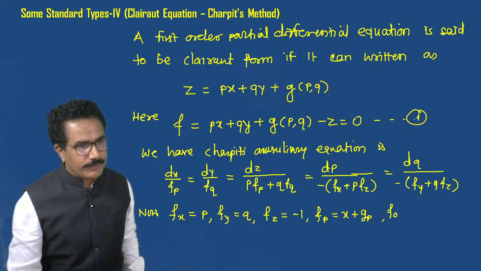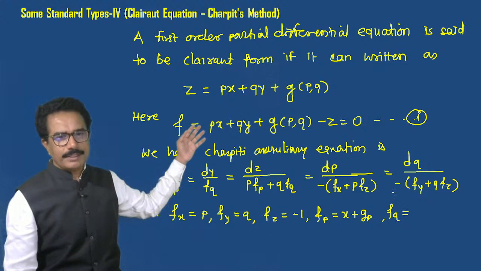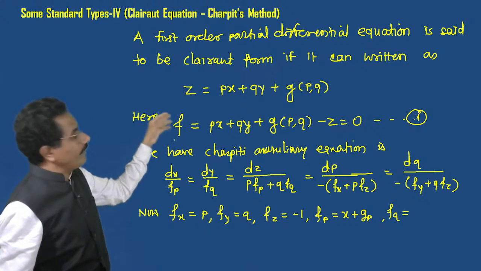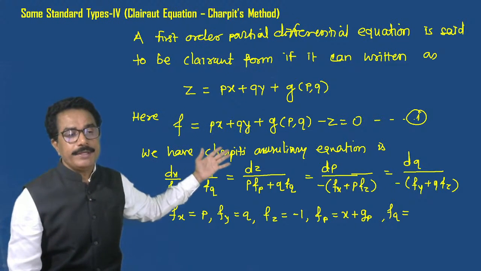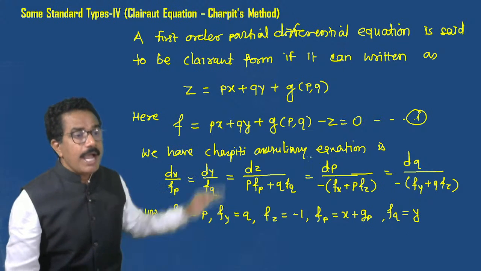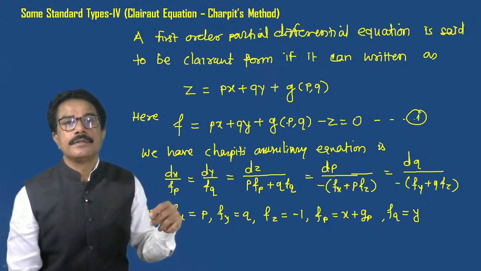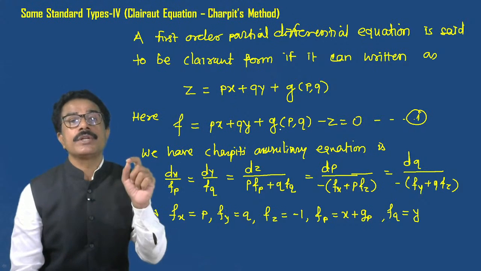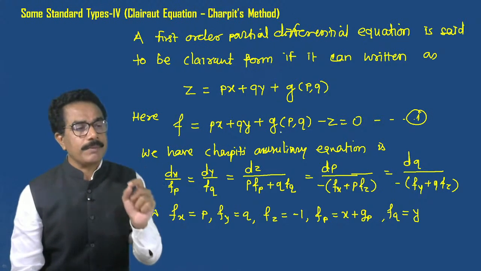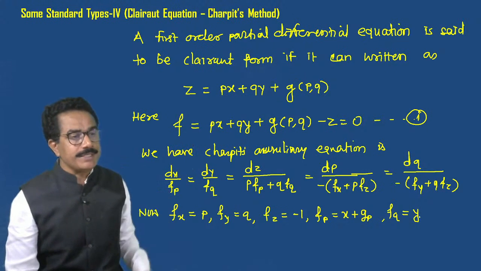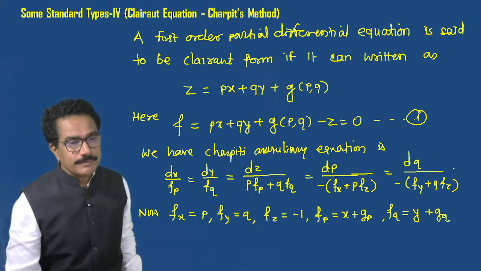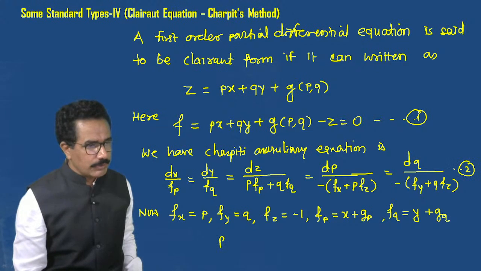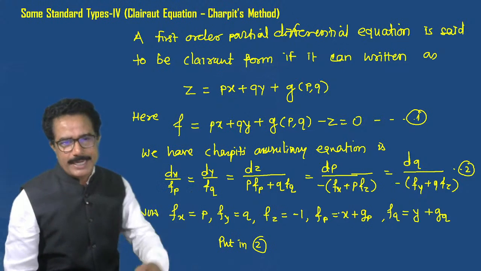So fq, how can we write fq? Partial derivative of f with respect to q. There are two terms of q. First is qy, so its derivative is y. Again there is a combination of function of p and q, that is denoted by g. G is a function of p and q, so fq means y plus g suffix q. Now put into equation 2 now.